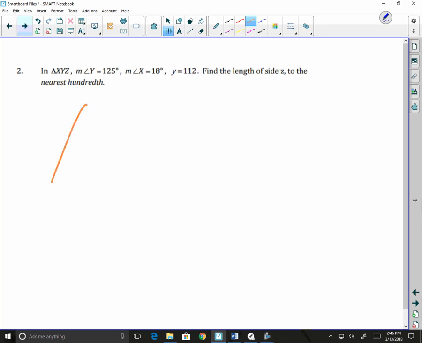So next one, X, Y, Z. Angle Y is 125. Angle X is 18. It says side Y is 112, and it wants us to find the length of side Z. Well, if I want to find side Z, that means I need to know the angle opposite it. So if I do 180 minus 125 minus 18, I get 37 degrees, giving us our other matching pair, similar to the fire question in the notes.